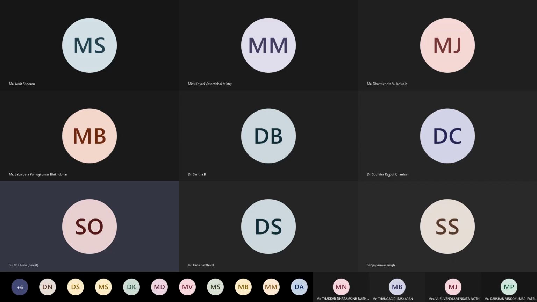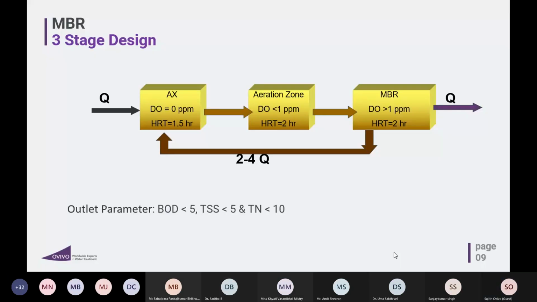and TSS is 5 ppm. Whereas in three-stage design, we are adding one more process, which is called an anoxic tank. The influent will flow to the anoxic tank, where literally the DO is 0, right? And you have an aeration zone, where again you maintain a DO of 1 ppm. Then again the MBR. Typically, what happens in the anoxic cycle is you do the denitrification.